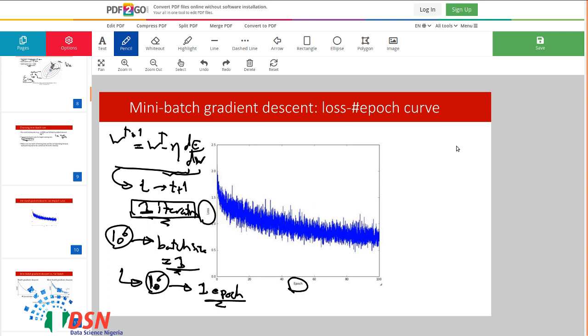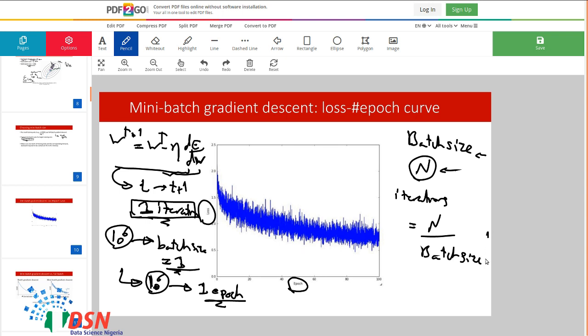So in fact, if the batch size is, let's say, batch size, and the training data is n, then the number of iterations in each epoch is the number of your training data divided by the batch size. So it is 1 epoch.